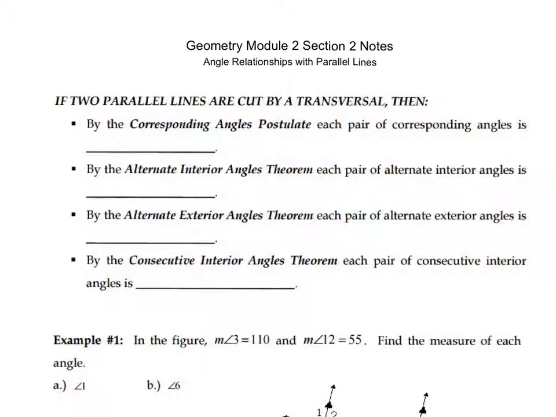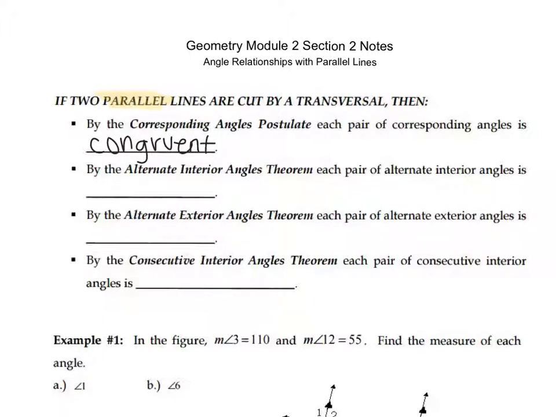In section 2, we're going to talk about those angle relationships we discussed at the end of section 1, but more specifically with parallel lines. So the biggest thing to remember here is if two parallel lines are cut by a transversal, then the following relationships hold. So the first one says, by the corresponding angles postulate, each pair of corresponding angles is congruent.